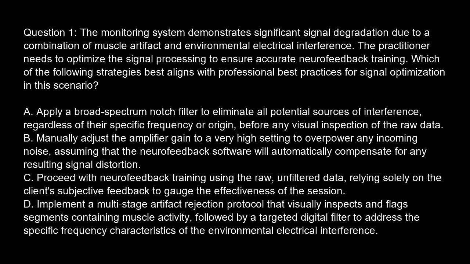Option C. Proceed with neurofeedback training using the raw, unfiltered data, relying solely on the client's subjective feedback to gauge the effectiveness of the session. Option D. Implement a multi-stage artifact rejection protocol that visually inspects and flags segments containing muscle activity, followed by a targeted digital filter to address the specific frequency characteristics of the environmental electrical interference.